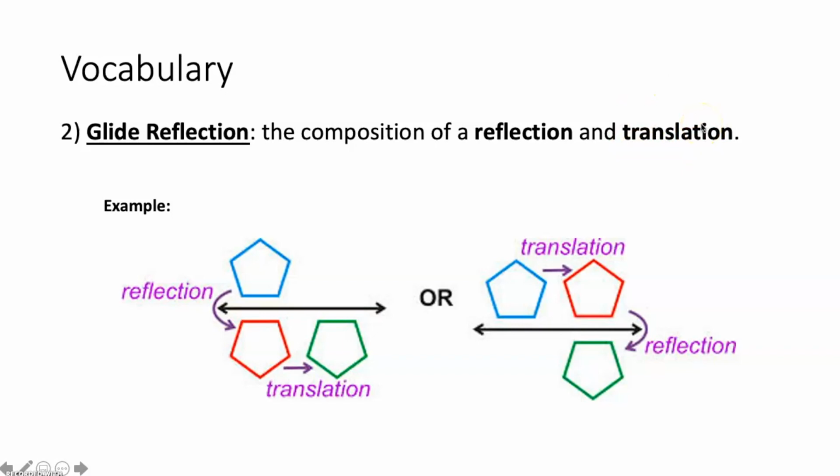Now, a glide reflection would be the composition of a reflection and a translation. So we just talked about a composition of transformations. It's just doing a transformation to the pre-image and then doing a transformation again to the image. In a glide reflection, it's specifically doing a reflection and then a translation, or doing a translation and then a reflection. Those would be considered glide reflections.